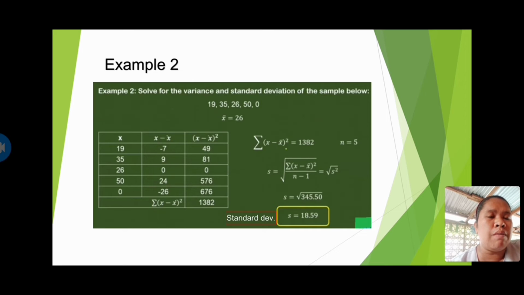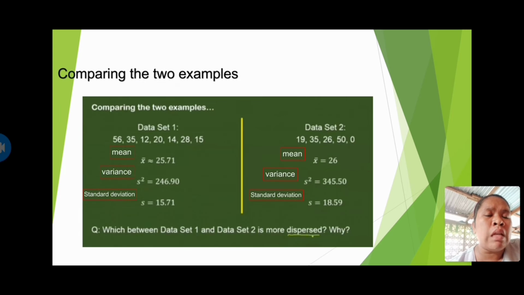Following the standard deviation formula, we just have to get the square root of our variance. Since our variance is 345.50, the square root of it is 18.59. So, comparing the two examples, data set 1 versus data set 2.